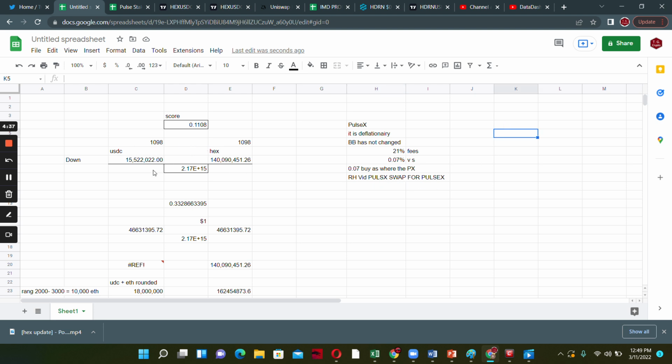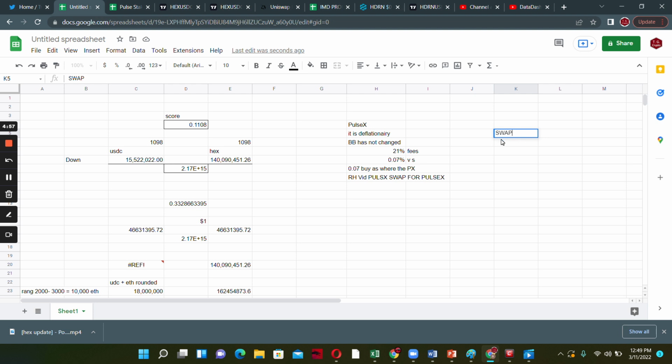You can swap USDC for Hex, or Hex for USDC, but both sides of the pair are not PulseX and PulseX. Ever. You might have PulseX and USDC or PulseX and Hex. You won't have PulseX and PulseX. So let's take a look for a moment at swap fees, or the swap pool.